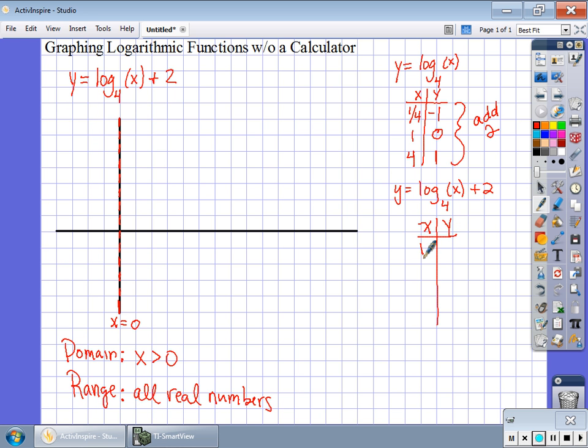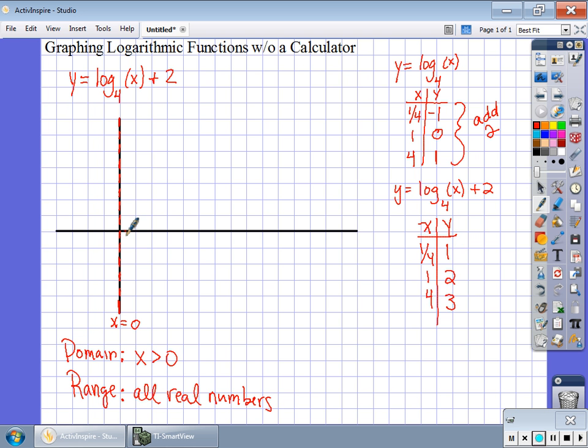is going to be the 1/4 stays the same, the 1 stays the same, the 4 stays the same. Add 2 to 1, that's a 3. Add 2 to 0, that's a 2. Add 2 to -1, that's +1.